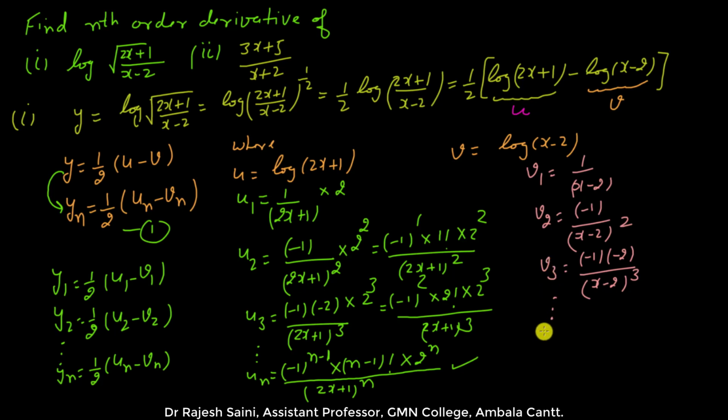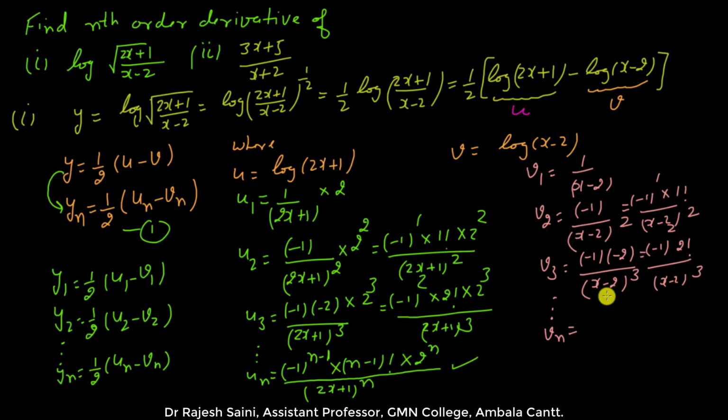Continuing likewise, we will get, I am going to generalize from here. Can I write it something like minus 1 square, and 1 into 2, which is 2 factorial, divided by x minus 2 raised to the power 3. And can I write it something like minus 1 raised to the power 1 into 1 factorial divided by x minus 2 raised to the power 2.